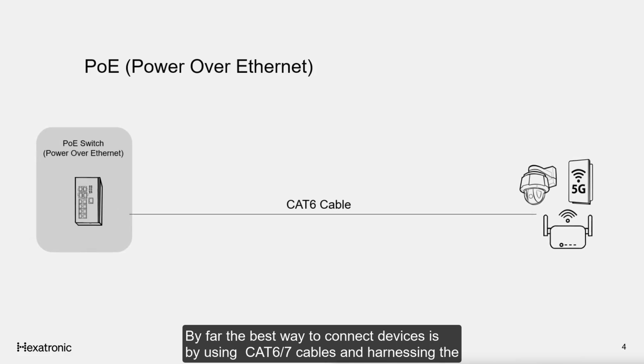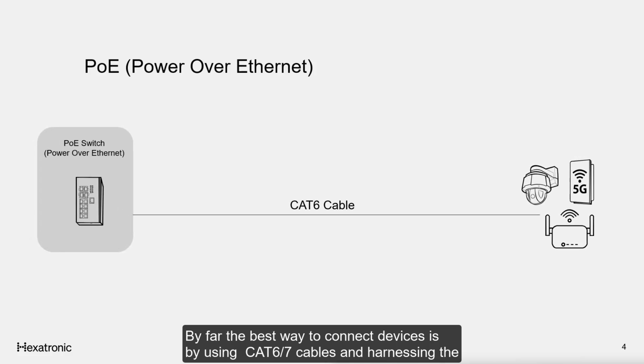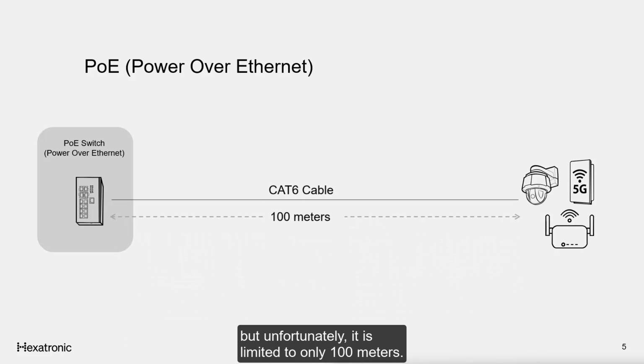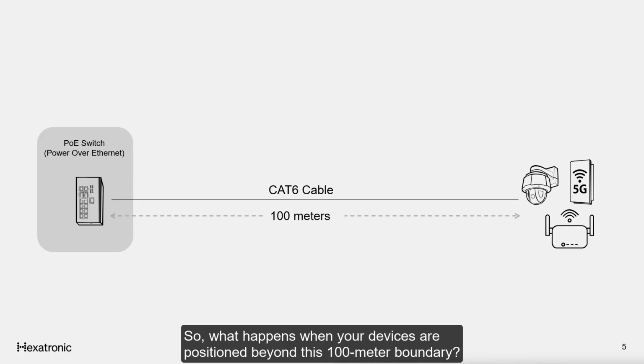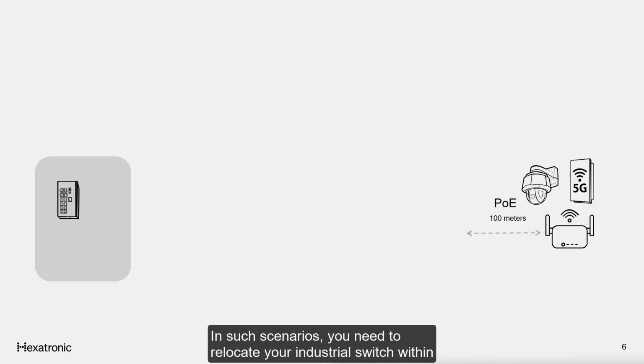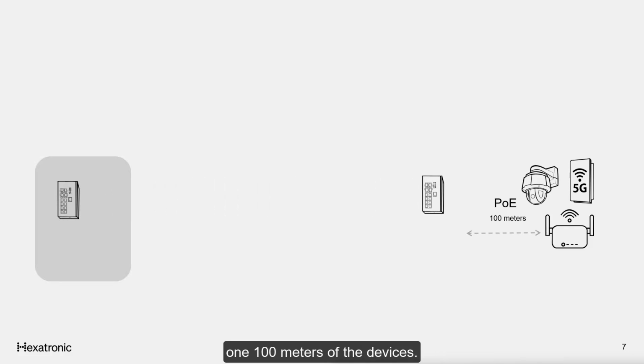By far the best way to connect devices is by using Cat6 cables and harnessing the power of PoE, or power over Ethernet. But unfortunately, it is limited to only 100 meters. So, what happens when your devices are positioned beyond this 100-meter boundary? In such scenarios, you need to relocate your industrial switch within 100 meters of the devices.